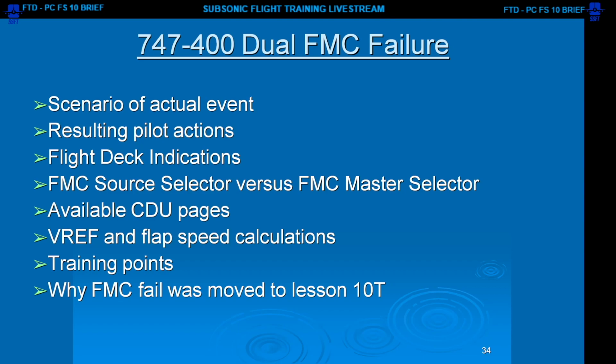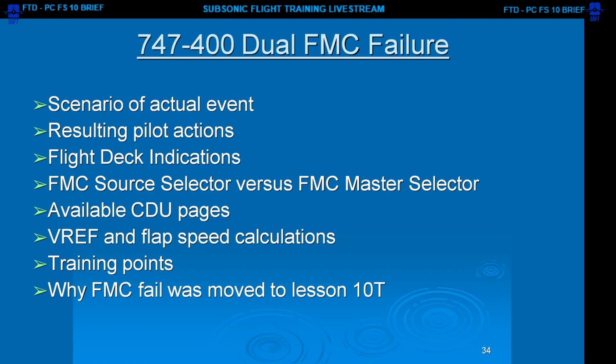And then the training points, and this is just more of a reference to the full flight, where it used to be the, I think it was the rapid descent, I can't remember, maybe it was the engine fire, something was moved from lesson 10 to lesson 6, and the FMC fail was moved from lesson 6 to lesson 10.